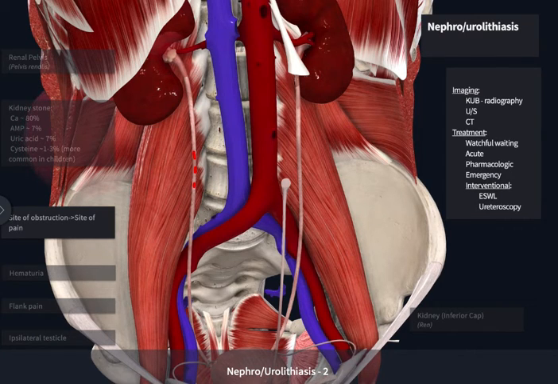NSAIDs have the possible advantage of decreasing ureteral smooth muscle tone, thereby directly treating the mechanism by which pain is thought to occur, the ureteral spasm. Urgent urologic consultation is warranted in patients with urosepsis, acute kidney injury, anuria, and/or unyielding pain, nausea, or vomiting.